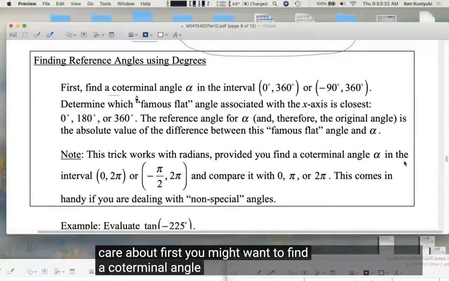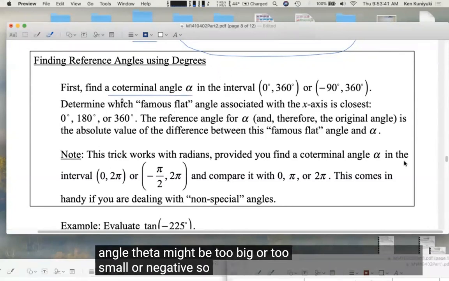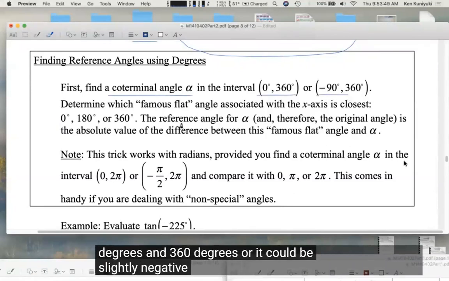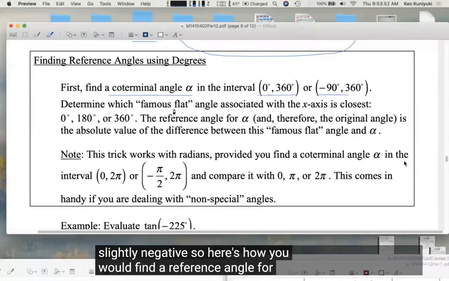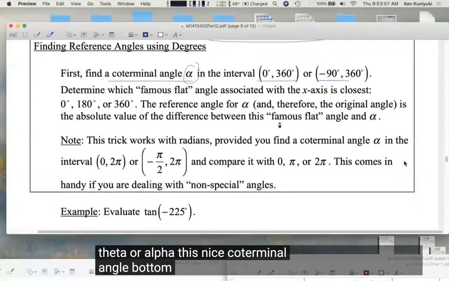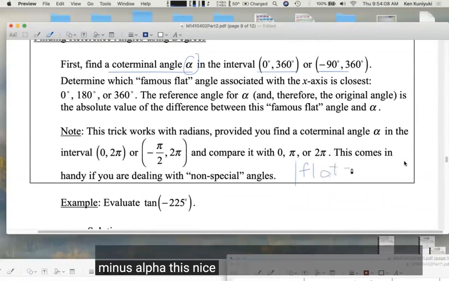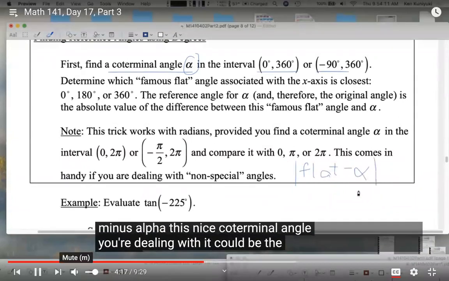Want to find a coterminal angle alpha, because your angle theta might be too big or too small or negative. So find a coterminal angle alpha that's either between 0 degrees and 360 degrees, or it could be slightly negative. So here's how you would find a reference angle for either theta or alpha, this nice coterminal angle. Bottom line, you're going to take the absolute value of some flat angle minus alpha, this nice coterminal angle you're dealing with. It could be the original angle.